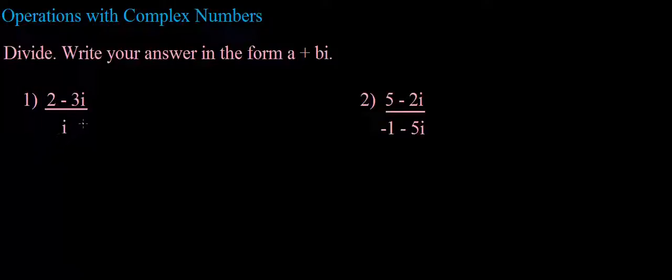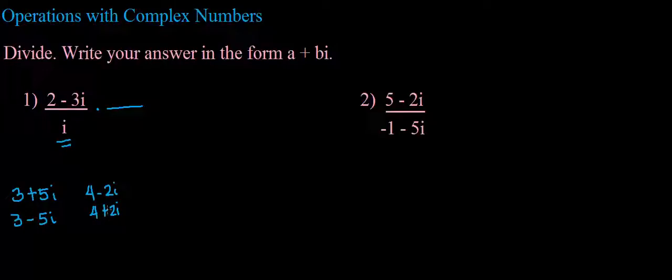What we do for example 1 is we multiply the top, or the numerator, and the denominator by the conjugate of the denominator. So what is the conjugate of the denominator? Let me give you an example. If you have the complex number 3 plus 5i, the conjugate will be 3 minus 5i. If you have the complex number 4 minus 2i, its conjugate is 4 plus 2i.